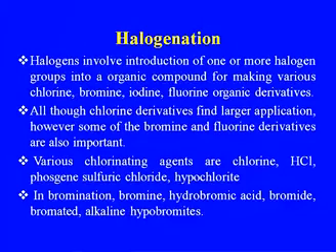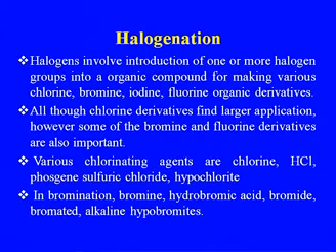Halogenation. Halogenation is also a very important reaction in the chemical industry, because many of the halogenated products we use in some form or other. Halogenation involves introduction of one or more halogen groups into an organic compound for making various chlorine, bromine, iodine, fluorine organic derivatives. One very important reaction in halogenation is the manufacture of vinyl chloride through ethylene dichloride.